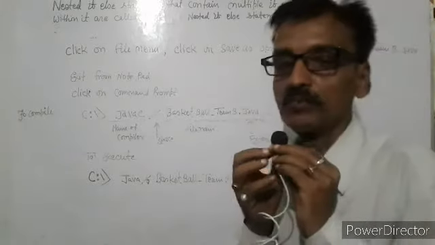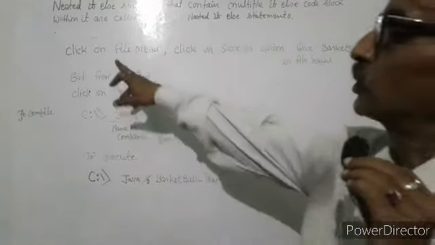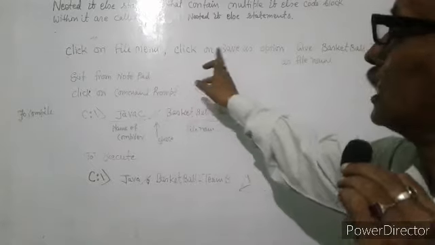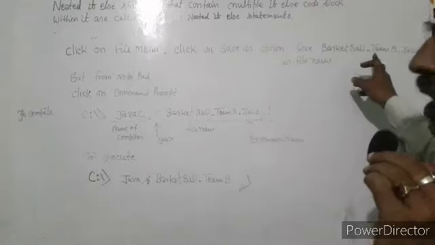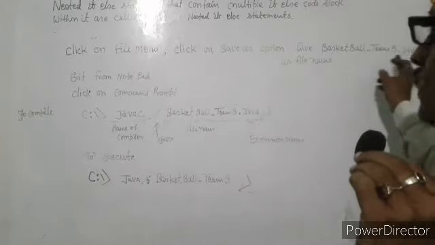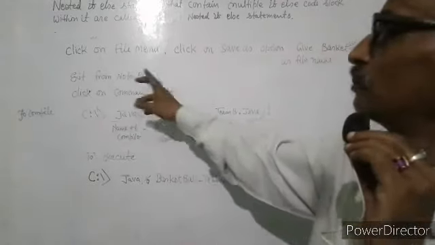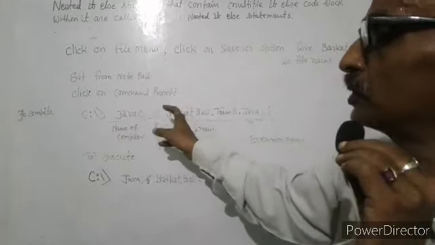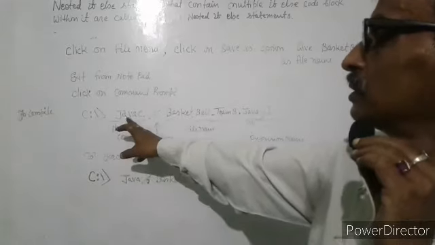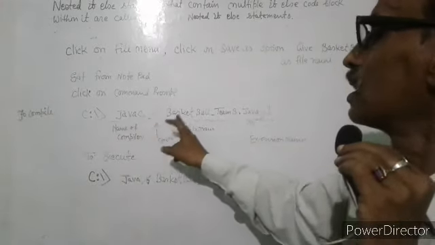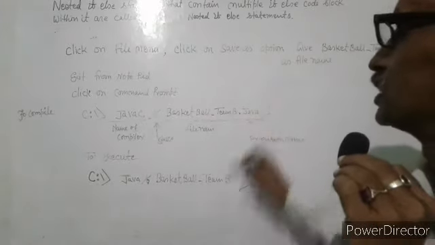As soon as we finish typing our program, click on the file menu, click on the save as option, give the file name basketball-team-b.java, and then exit from Notepad. Click on command prompt to compile. On the prompt we type javac BasketballTeamB.java and press enter.